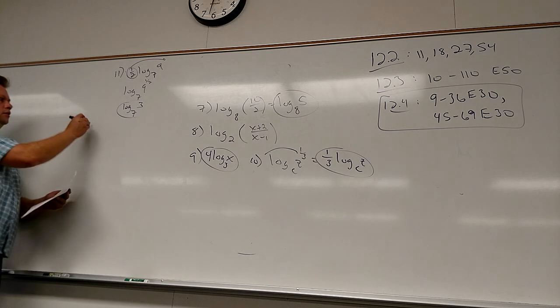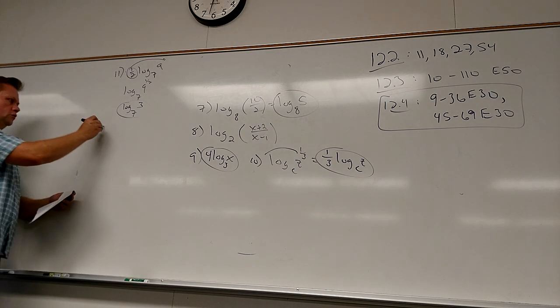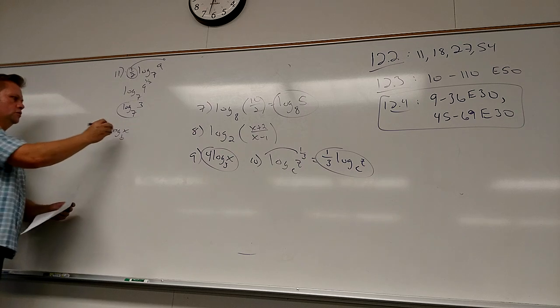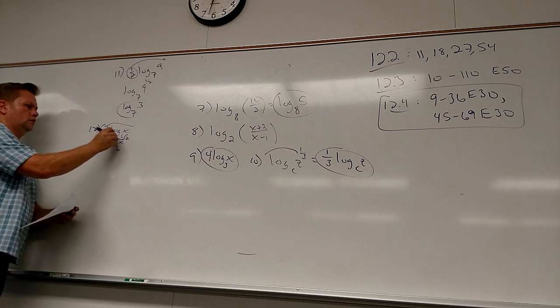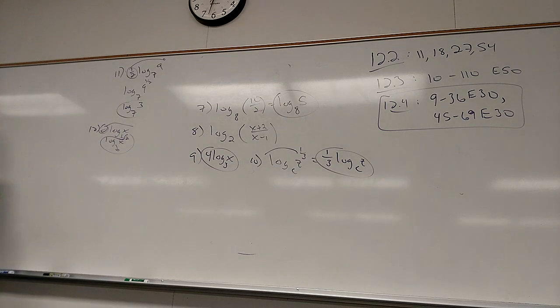Okay. And 12. 2 log b of x. What happens to the 2? Just goes back up, so you get log base b of x squared. The 2 just goes back up.